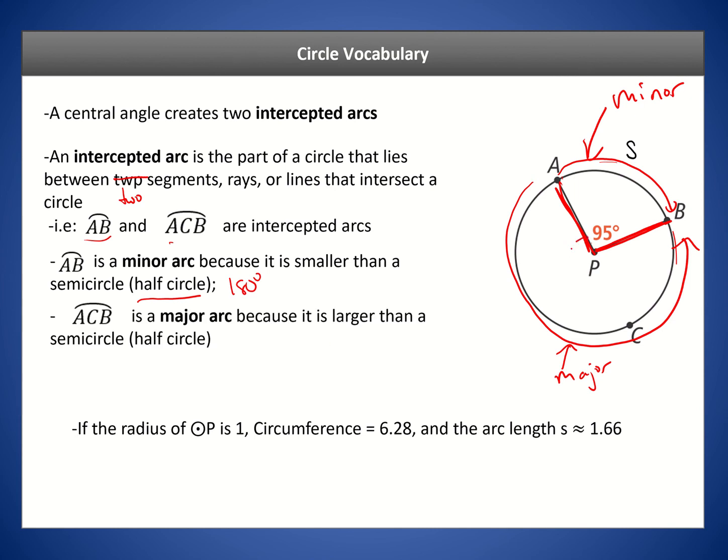In this case, to find this major arc, we know that a full circle is 360. So the measure of this major arc is 360 minus 95, which is roughly 265. All right, so that's going to be the major arc, which is greater than 180. So as we mentioned earlier, the measure of the major arc is 360 minus 95, which is 265, which is more than 180.